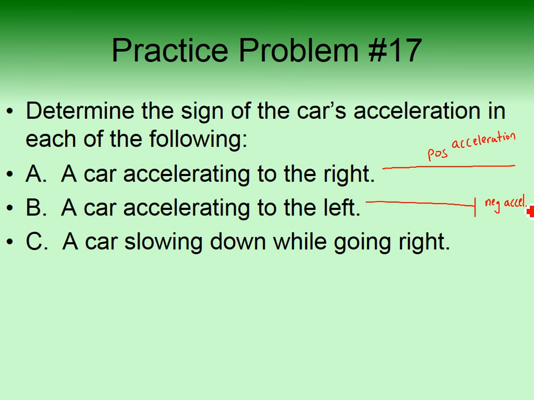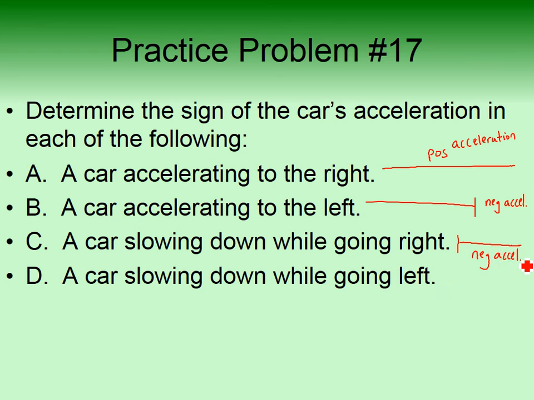Part C, a car slowing down while going right. Let me see if I can show that on the board. So we're going right, but we're going to slow down. We almost come to a stop. Okay? So we're going right, which is positive direction, but we hit the brakes. When we hit the brakes, what does that do to our acceleration vector? It changes direction, and so actually it's going to be negative. Even though we're going in a positive direction, when we hit the brakes, it's negative acceleration.